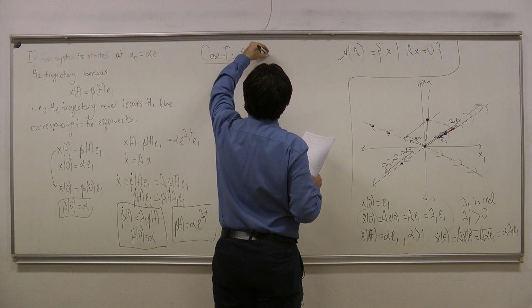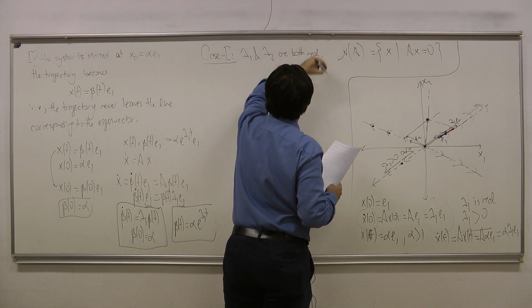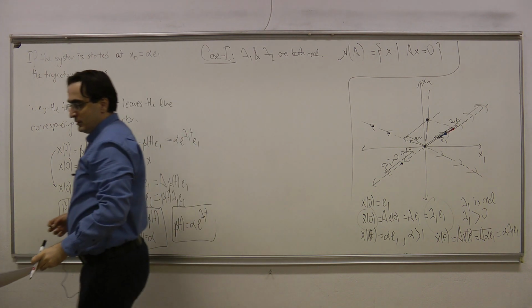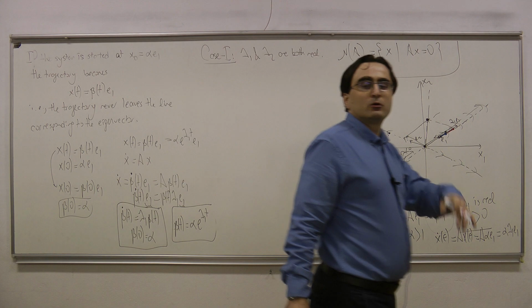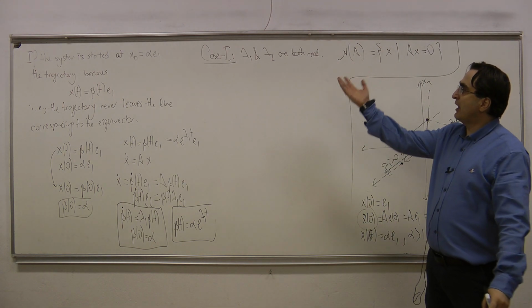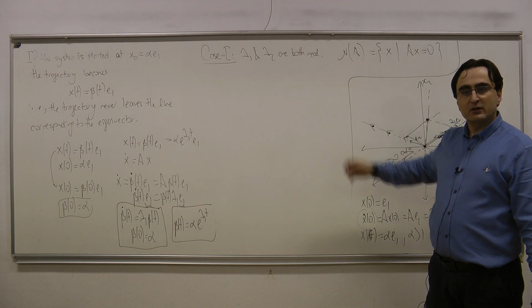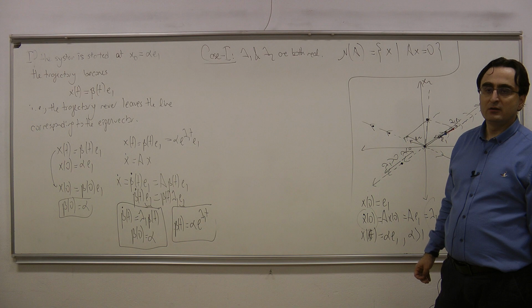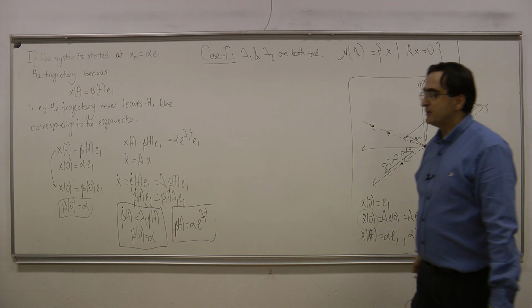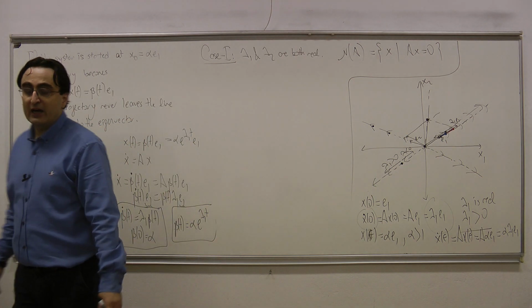When lambda 1 and lambda 2 are both real. Okay? By the way, they are both real or they are both complex. Okay? We cannot have the situation here, one of them being complex and the other one being real. Why is that? Because we started with an A matrix which has all real elements.